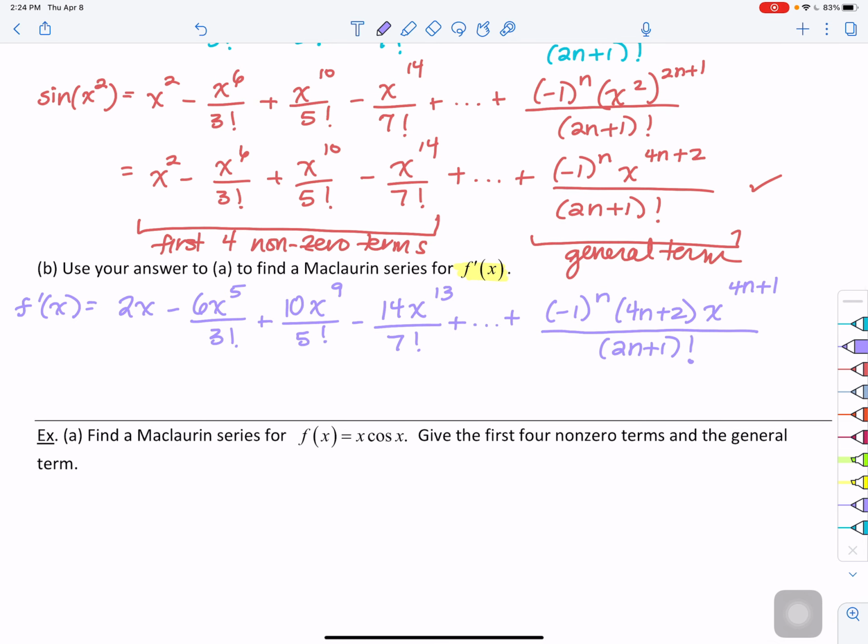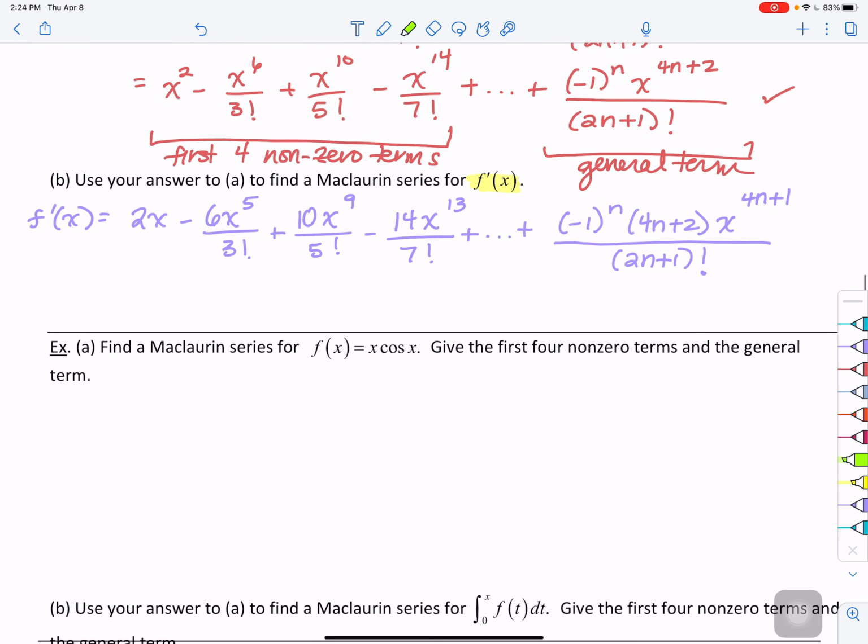So you're only taking, remember, these are constants, so they go along for the ride. So you're just doing the power rule on that term. Isn't that neat? Okay, so now let's look at this example.